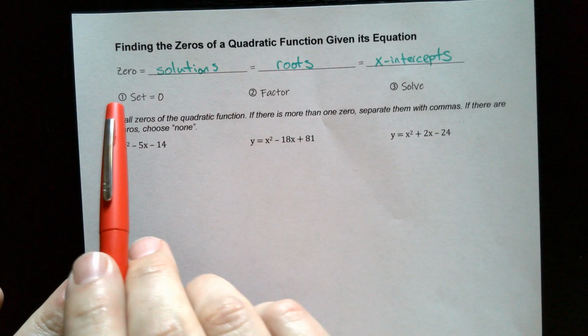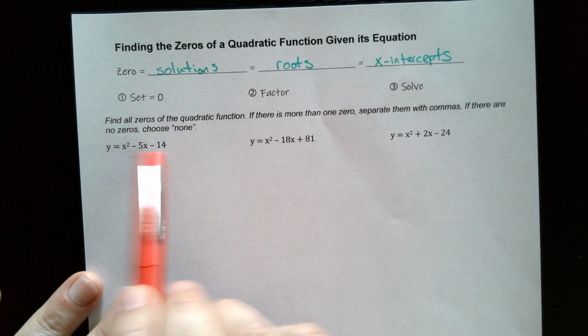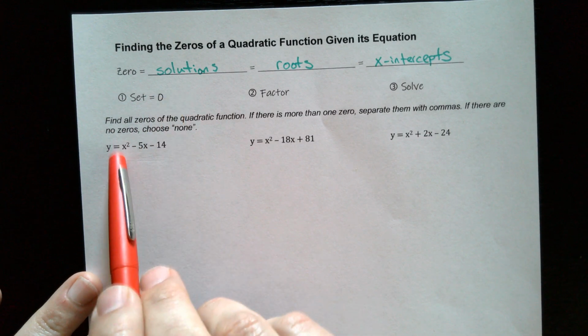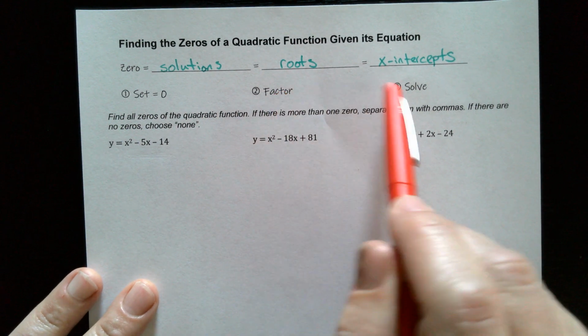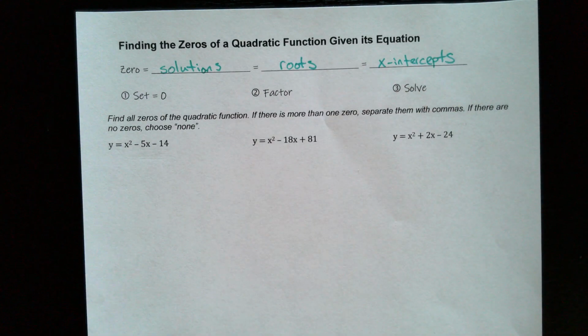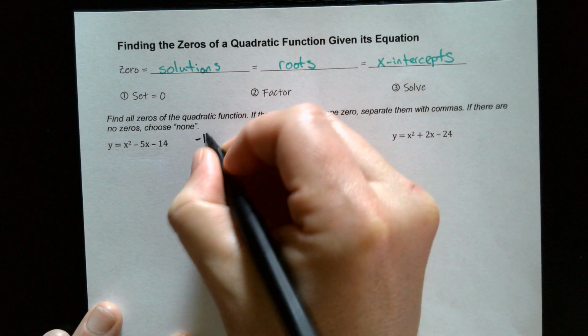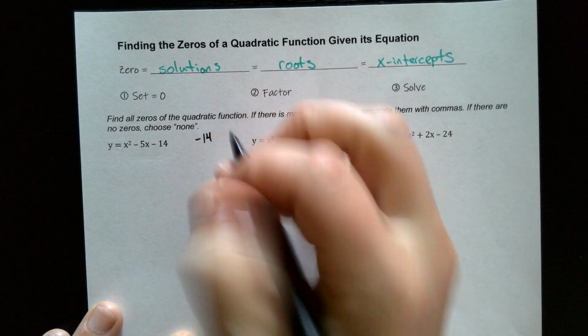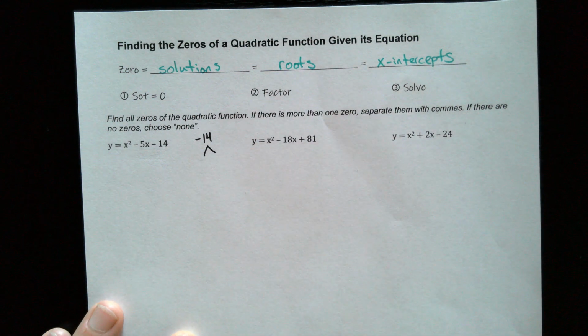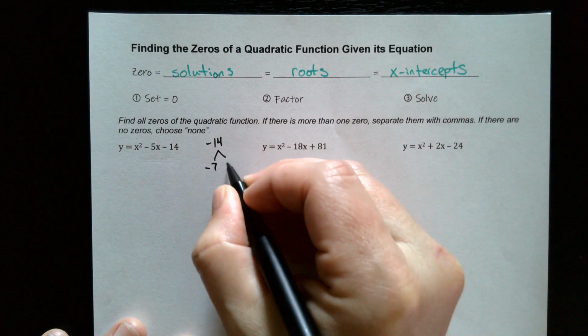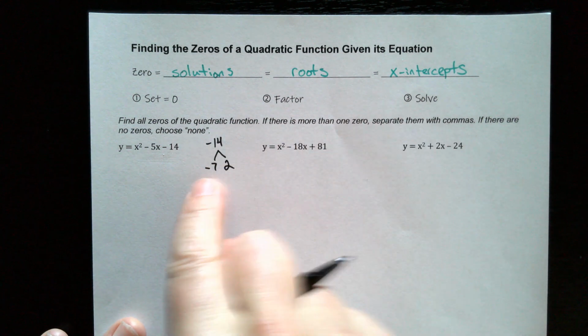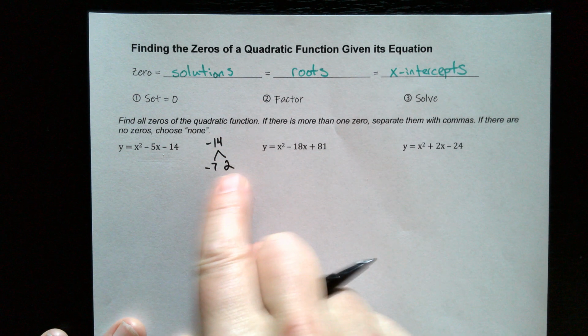What we're going to do is set this part of the equation equal to 0. So basically get rid of the y there and replace it with a 0. We'll factor it, and then we will solve using the zero product property. Okay, so let's do this first one here. You want two numbers that multiply to get negative 14 that add to get negative 5. So that should be negative 7 and 2. Multiply those, you get negative 14. Add them up, you get negative 5.